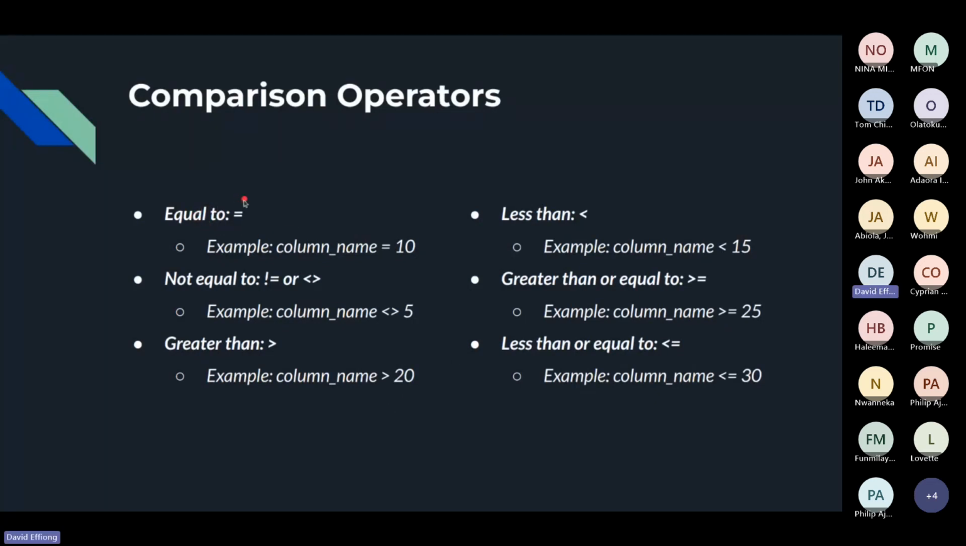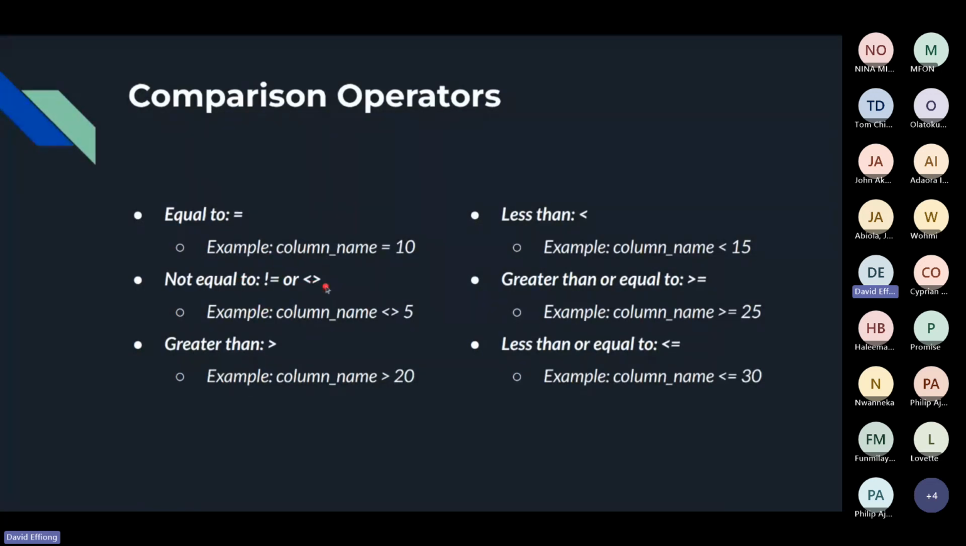So we have the first one, equal to. That's if the column name is 10, if the value of the column is 10. Then this other one, we have not equal to. So it's either you use the exclamation and equal to sign, or greater than, less than. This means not equal to.